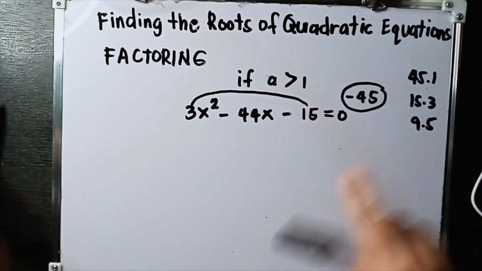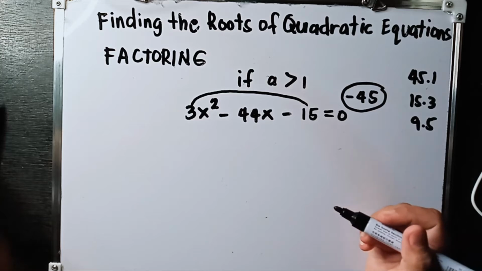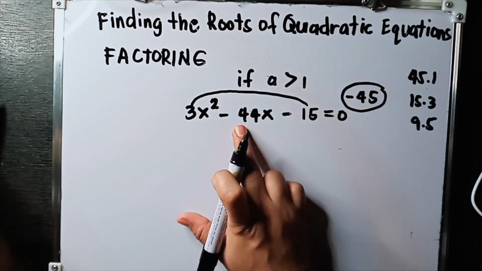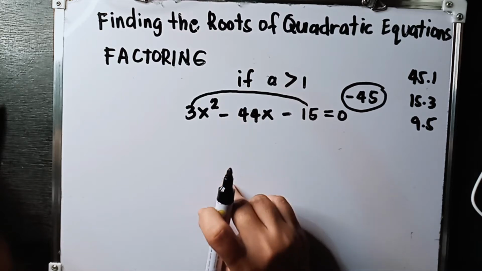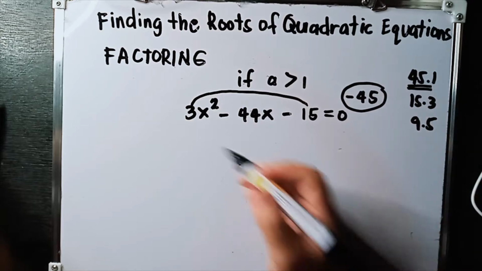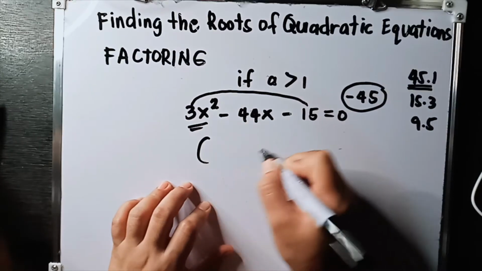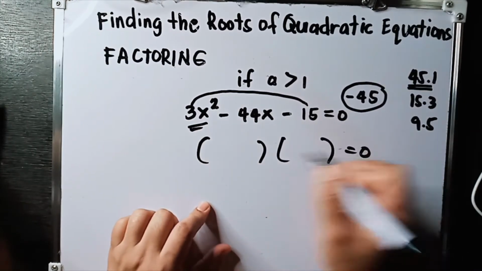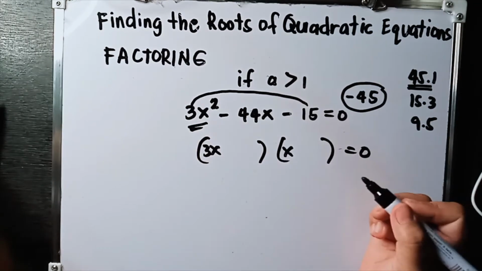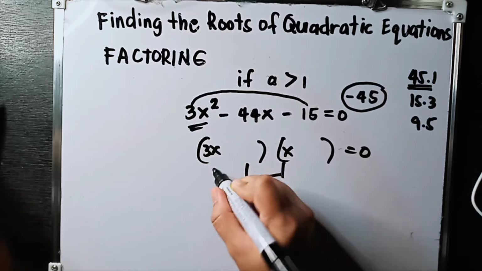Alin sa mga factors na yan, na kapag pinag-minus, kasi negative yung 45, magiging negative 44? Definitely ito. So, factor muna pala natin ito. Nakalimutan natin. 3x times x. Yun yung factor nitong first term. And then, gawa ulit tayong ganito.